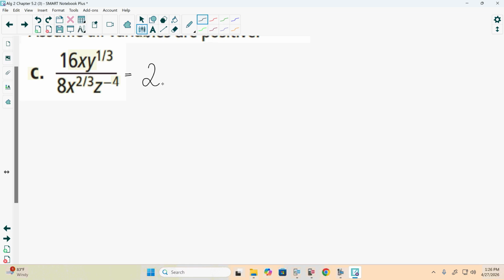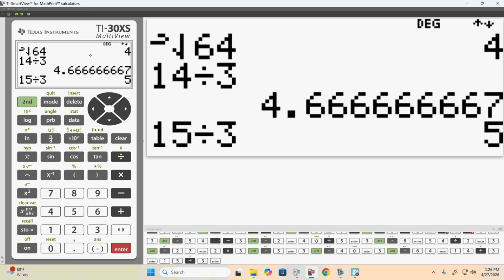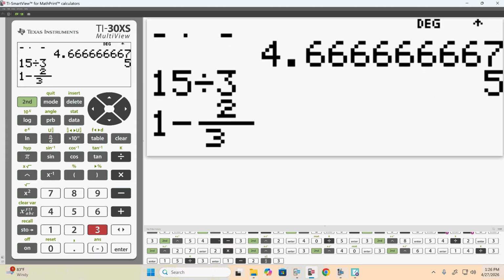X, really on top, we have x to the 1st over x to the 2/3. Which exponent's bigger, top or bottom? The top, yeah, so that means it's going to stay on top. So we have really 1 minus 2/3, which is 1/3.